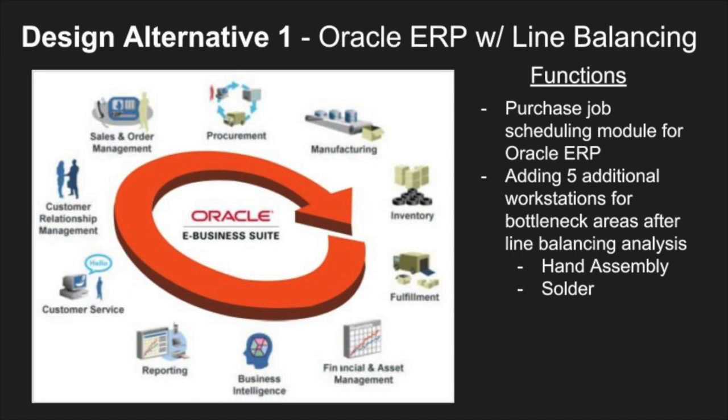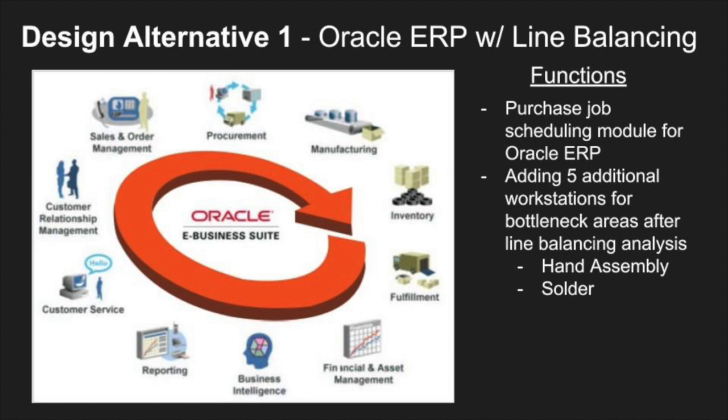I was able to develop two solutions for Supplier A. The first design alternative is the Oracle ERP job scheduling. I chose Oracle because Supplier A is familiar with Oracle and already utilizes it as their MRP system. All they would need to do is purchase and upgrade the job scheduling module available on Oracle's online store.